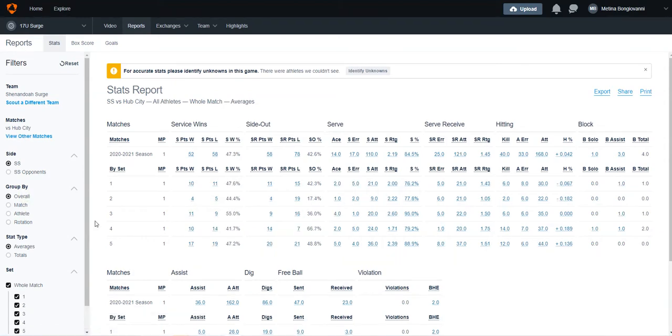Overall is what it says. That's for one match against Hub City. You get service wins, side out, serve receive, hitting, blocks. Every single heading will explain exactly what it is. Traditionally, you always want these numbers to be higher, except for, I believe, the serve receive rating. You want that to be low, because that is based on how they are receiving your team's serve. So this is the one you want lower.